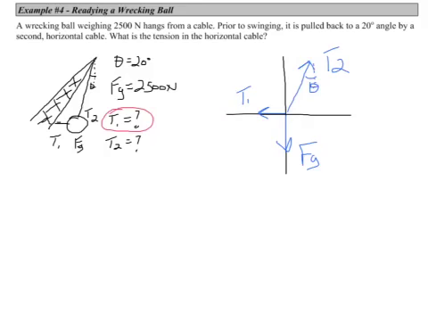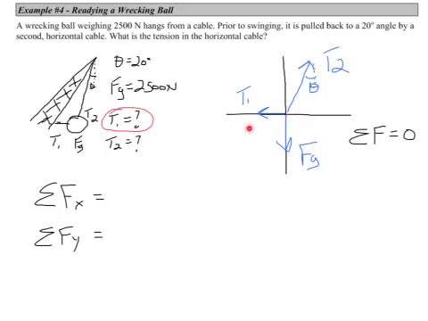Now, because this is an equilibrium problem, that tells us that the net force must be 0 newtons. That means the net force in the x direction must also equal 0, and the net force in the y direction must also equal 0. So what we have to do is begin to look at all of the forces that we have in the x and y direction. So let's look first at the x direction.